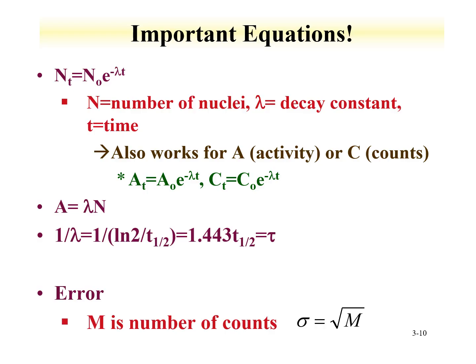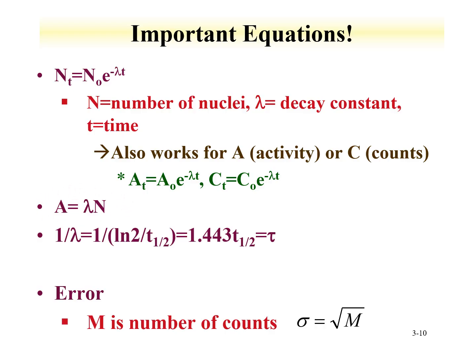We also have activity equals lambda N. So the decay constant times N, the number of atoms, is equal to activity. So this is becquerel, which is counts per second, and curies, which is 3.7 times 10 to the 10th decays per second. So 1 curie is 3.7 times 10 to the 10th becquerels.